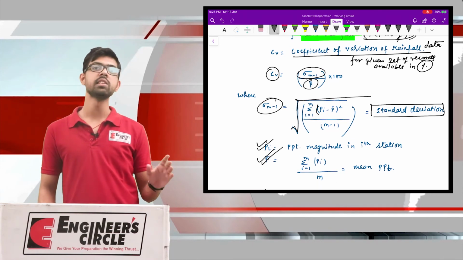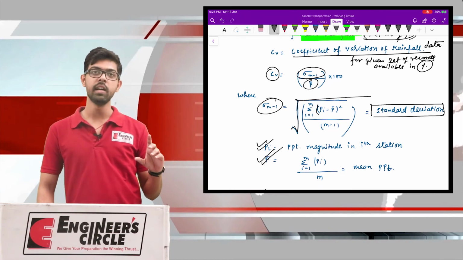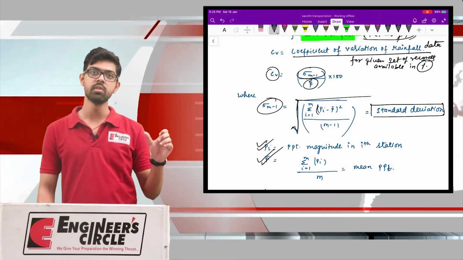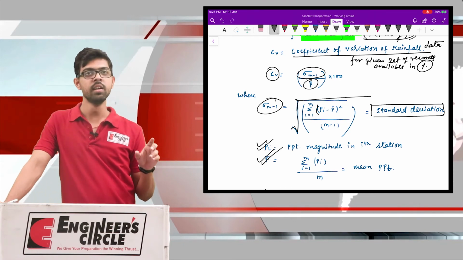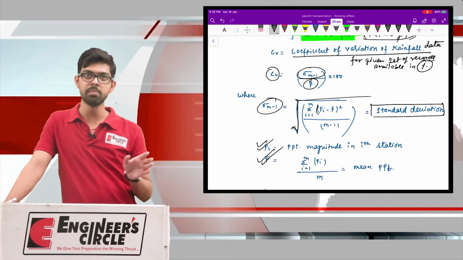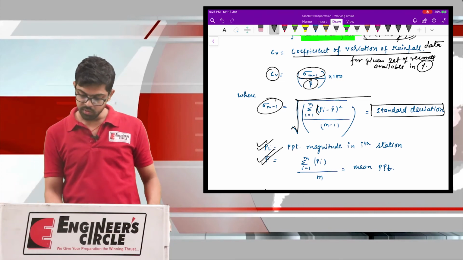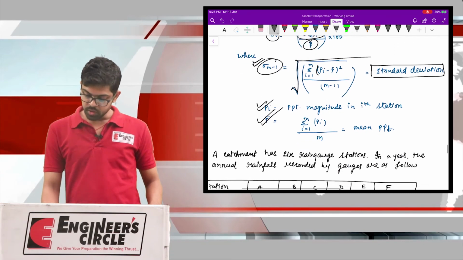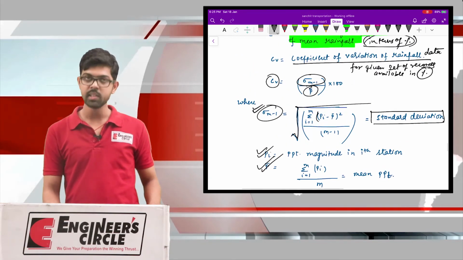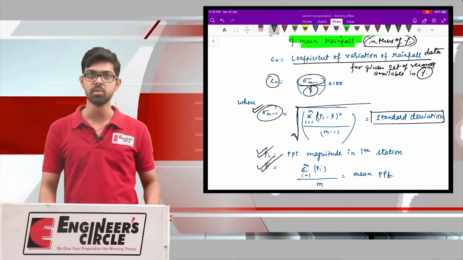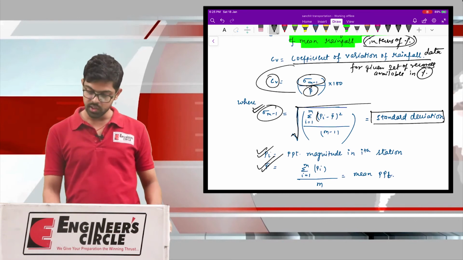Okay, so for the given set of data you will find out the mean value, and the individual value is given by Pi. You will find the difference of these two values, then take the square of the differences, then sum them and divide by m minus 1. M is the total number of observations, so that will give you your standard deviation. Now this p bar is your mean precipitation that we have talked about. Then you will calculate this coefficient of variation given by this formula.